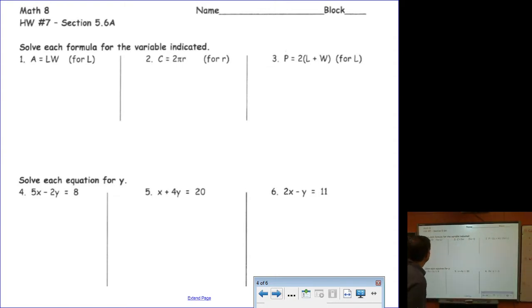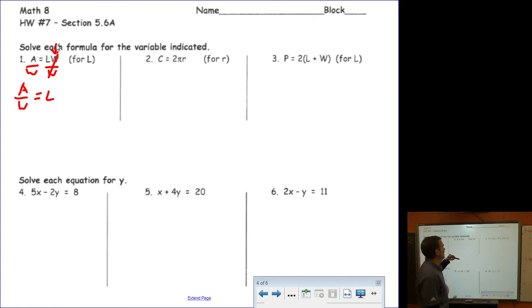In this first problem, I need to solve for L. And so I need to get rid of the W so the L can be by itself, right? And since the W has been multiplied by the L, I do the opposite to get rid of it. I divide both sides by W. And that would cancel it out, and I would have L equals A over W.